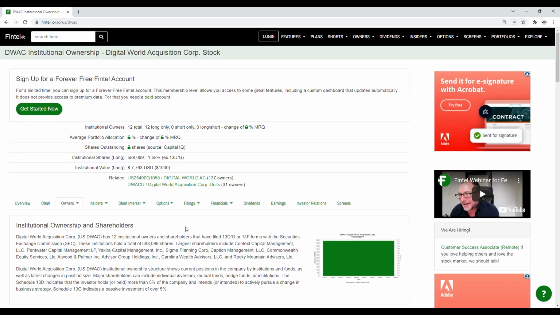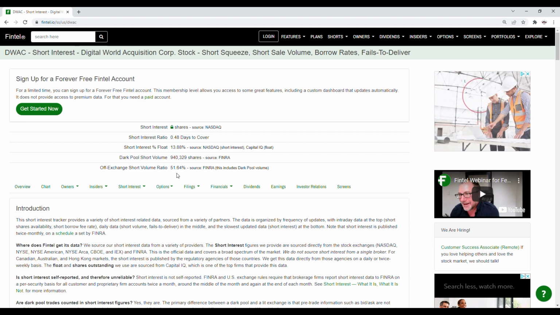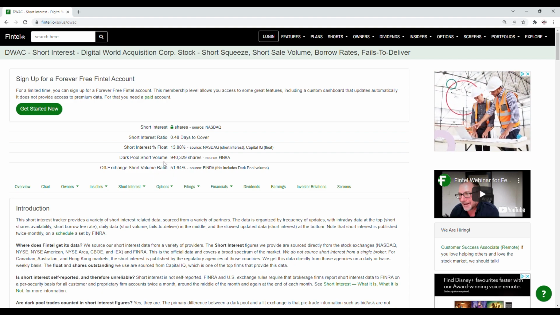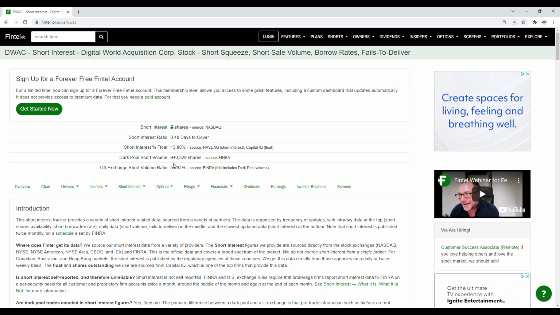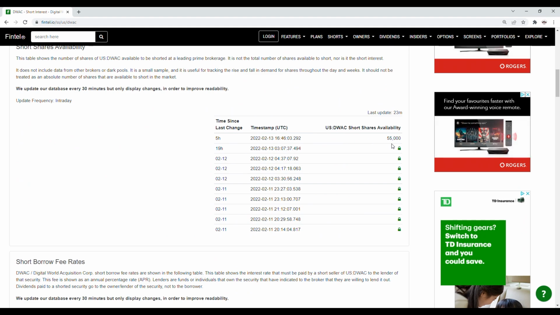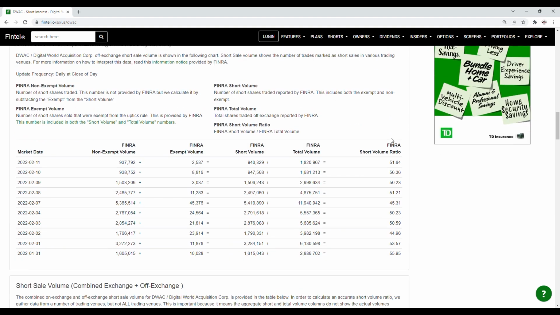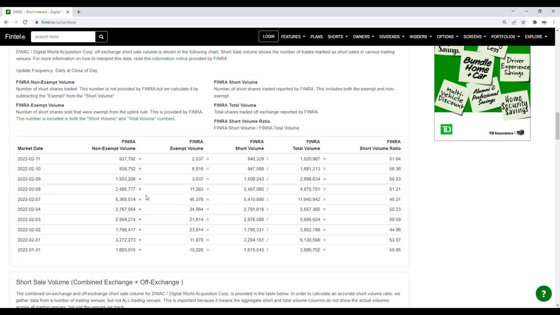And now when we take a look at the short interest, the off-exchange short volume ratio is at 51.64%, and the dark pool short volume is at 940,329 shares. Scrolling down further on the page, the short shares availability is at 55,000, updated 23 minutes ago, and the short borrow fee rate is at 102.18%.